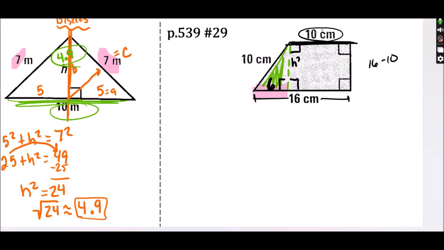So we're trying to figure out this height. So think about, we have a right triangle that's green. Draw your arrow over, and I want you to use the Pythagorean theorem to figure out what the height of the triangle is, which is actually the height of the rectangle as well. So pause the video, go ahead and do that part. Figure out what the height should be.